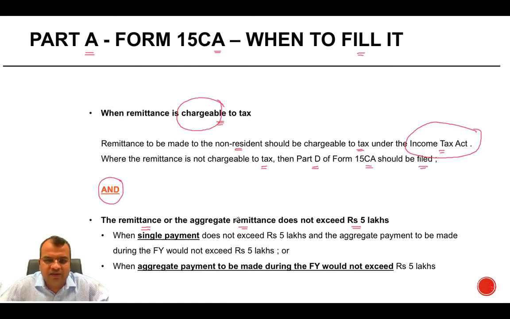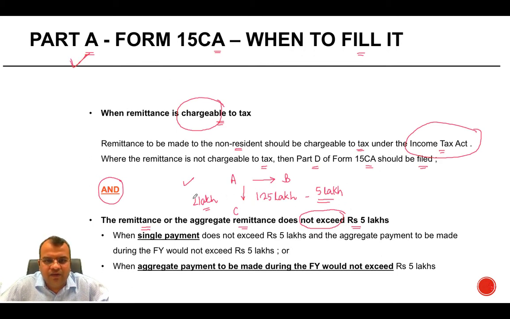What this means is that, suppose A has to pay interest to B which is 1.25 lakh per quarter, and second, he has to make payment to C, let's say, which is 2 lakh per quarter. Now 1.25 lakh per quarter would mean 5 lakh per year. This means that the payment does not exceed 5 lakh, right? In that case, Part A can be opted for.